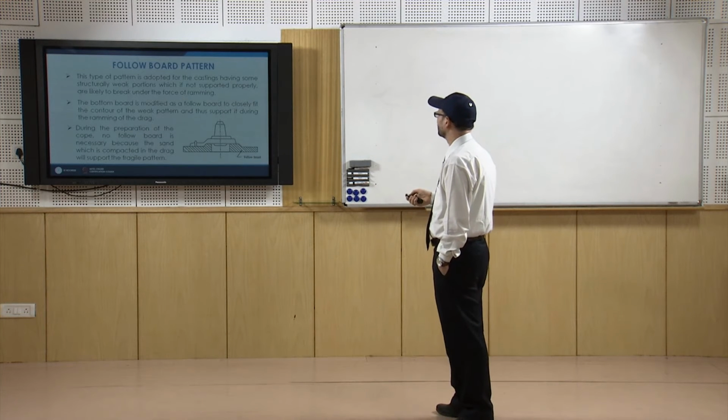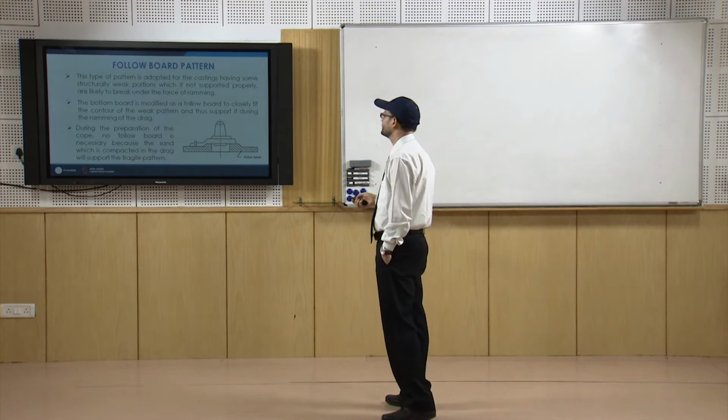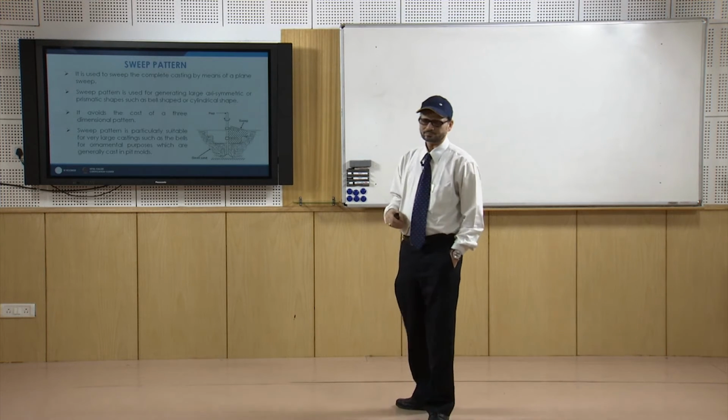Bottom board is modified as a follow board to closely fit the contour of the weak pattern and support it during the ramming of the drag. During the preparation of cope, no follow board is necessary because the sand which is compacted in the drag will support the fragile pattern. So, since we are using this follow board, this type of pattern is known as follow board pattern.